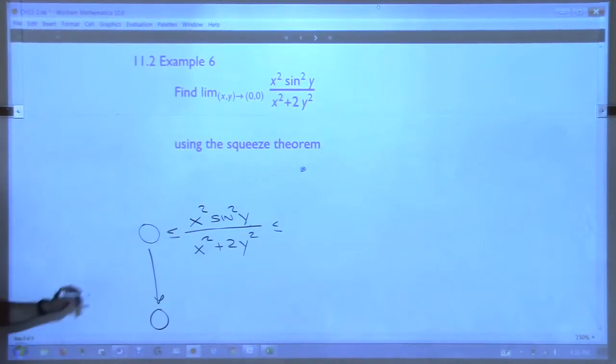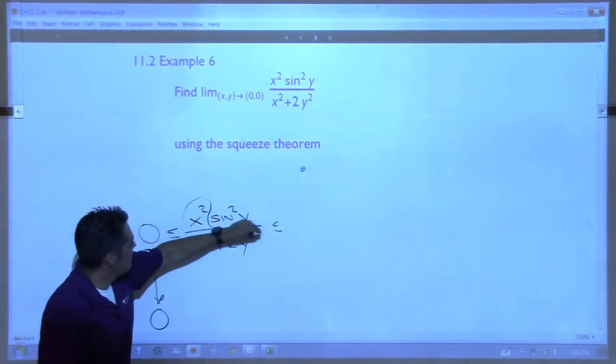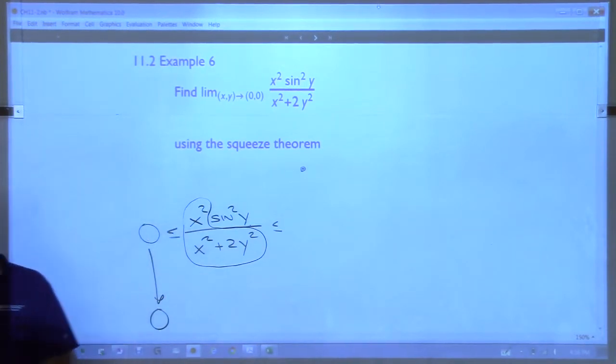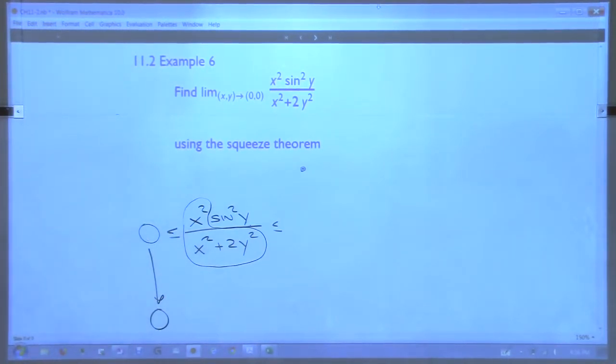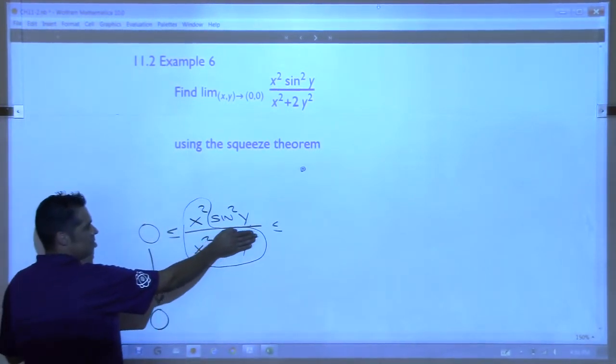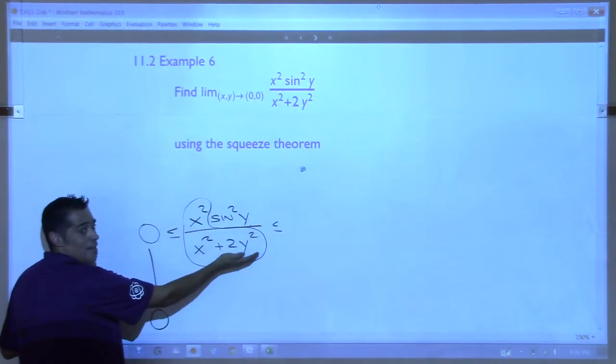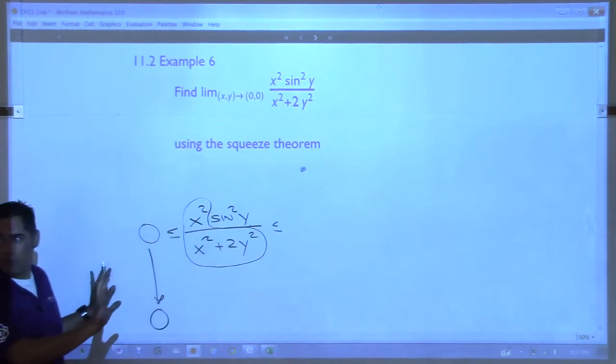So, let me circle something for you. What can you tell me about that ratio right there? No matter what you pick for x and y, other than 0 and 0, what can you tell me about that ratio? It's positive. It's less than 1. Do you all agree that's less than 1? Because x squared over x squared by itself would be 1. So if I tack on any more to it, then this thing's got to be less than 1. Or equal to, it could be equal to 1, right?